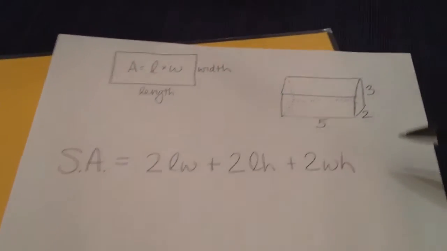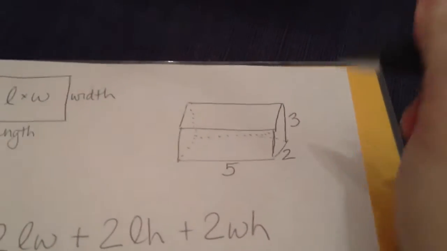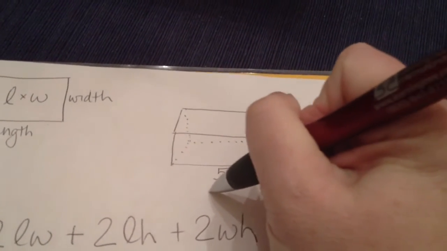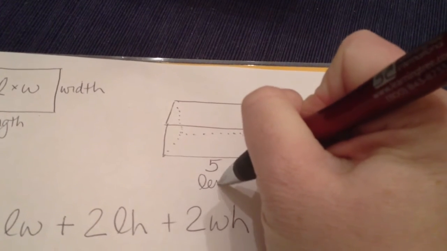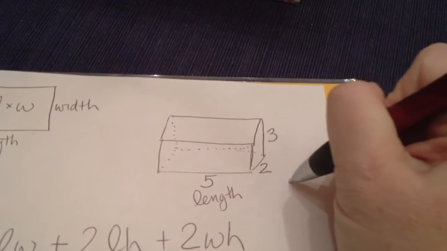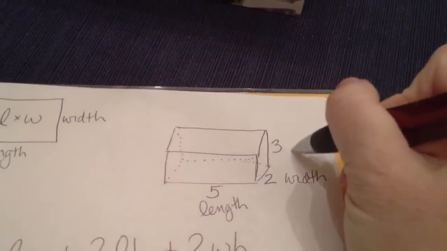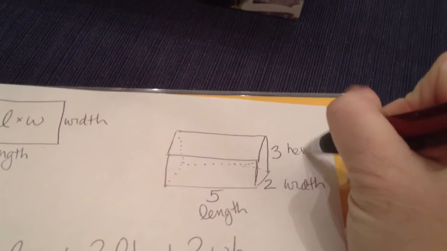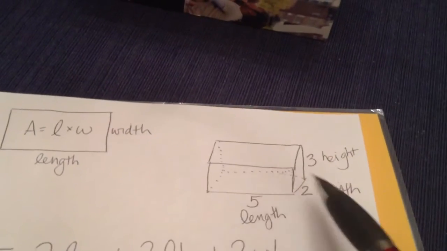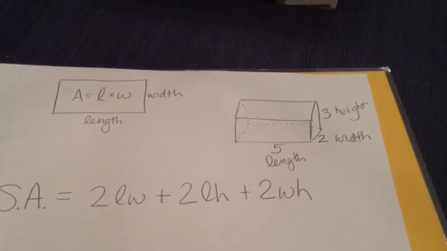So what we'll do, every time you look at a picture, you are going to write next to it which is the length, which is the width, and which is the height. So let's say we're going to agree that this 5 is the length, and that the 2 is the width, and that the 3 is the height. And I do want you to write that down, because next to the number, write which measurement it is so that you don't get confused when you're plugging into the formula.